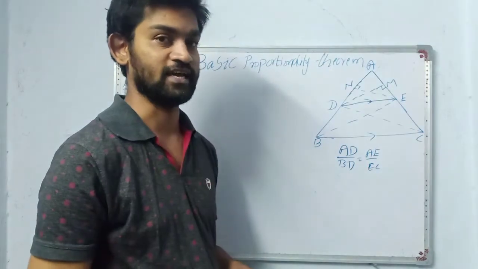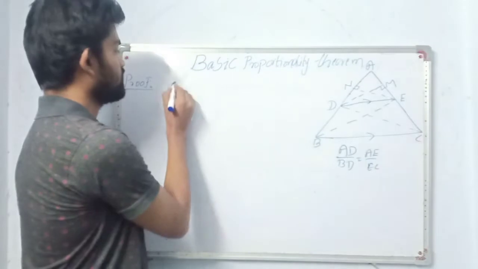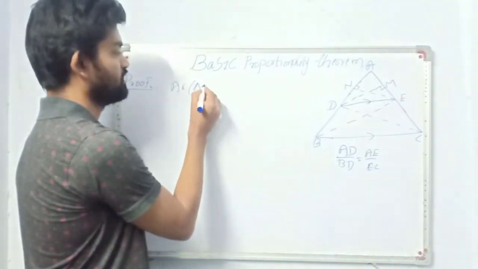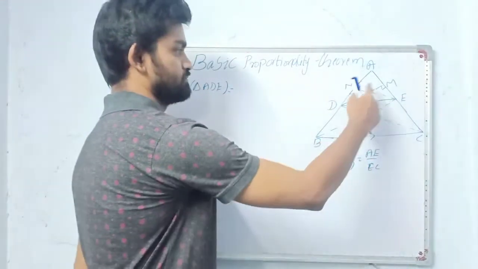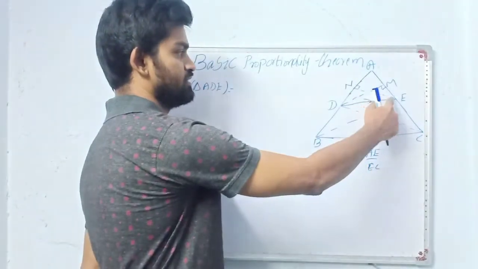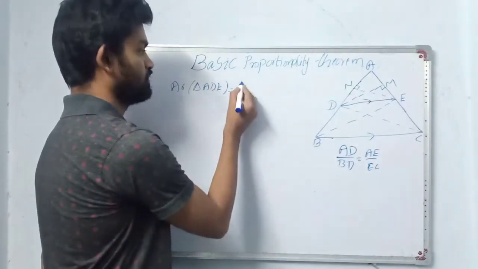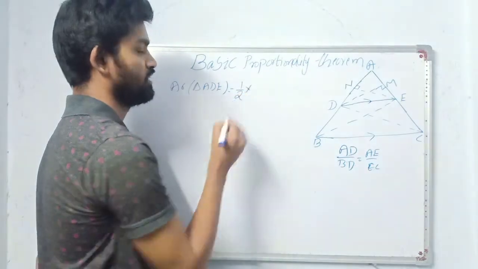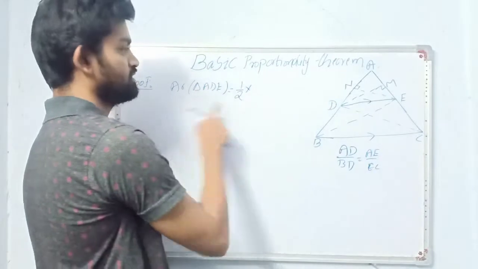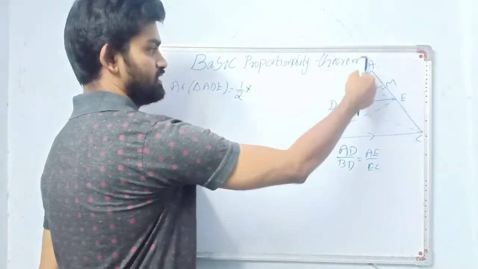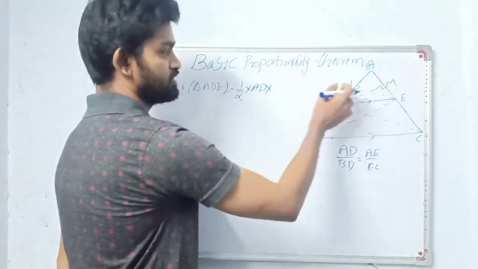We'll try to find the areas now. Proof. Area of triangle ADE. See, I have drawn two perpendiculars here. Now first I am taking this EN as height, right? What is the area of a triangle formula? Half into base into height. What is the base? It is AD. AD is base. Height how much? It is EN.